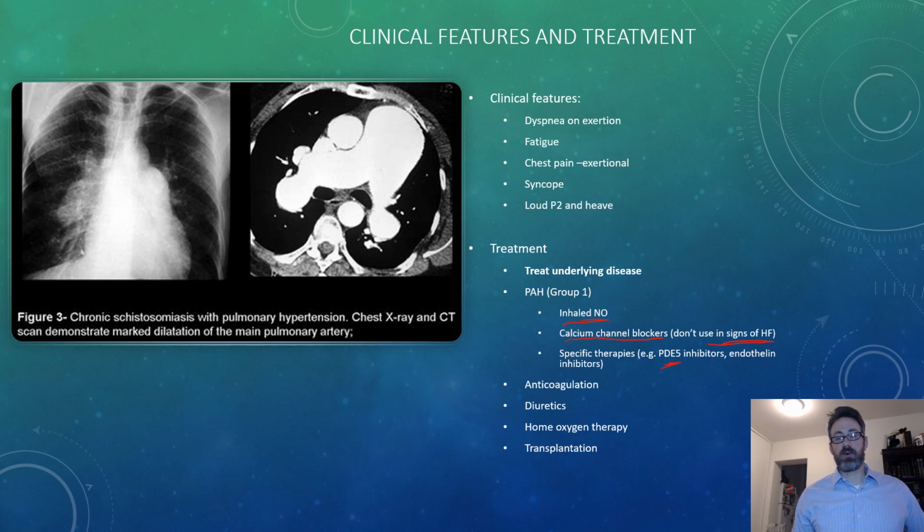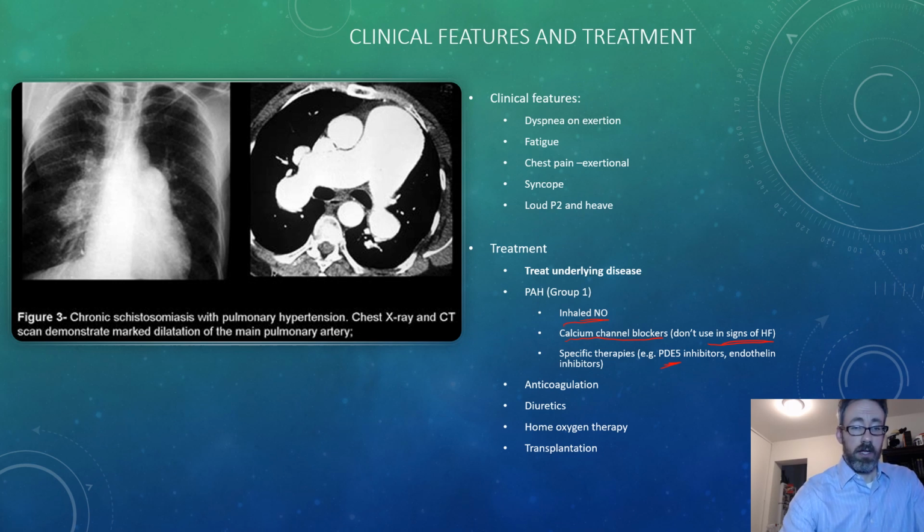Diuretics can be used. Again, you want to use them judiciously, but diuretics can help offload some of the volume that may be backing up into the lungs or into the systemic circulation. Home oxygenation therapy is helpful in many cases, really if the desaturation is getting below, let's say, 90% or so. This would help cause vasodilation by increasing the oxygen tension in the lungs. Ultimately, in cases like group 1, for example, transplantation may be your only option.